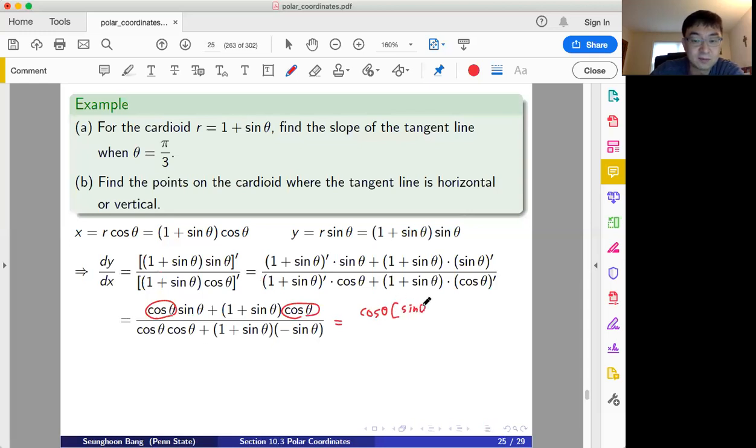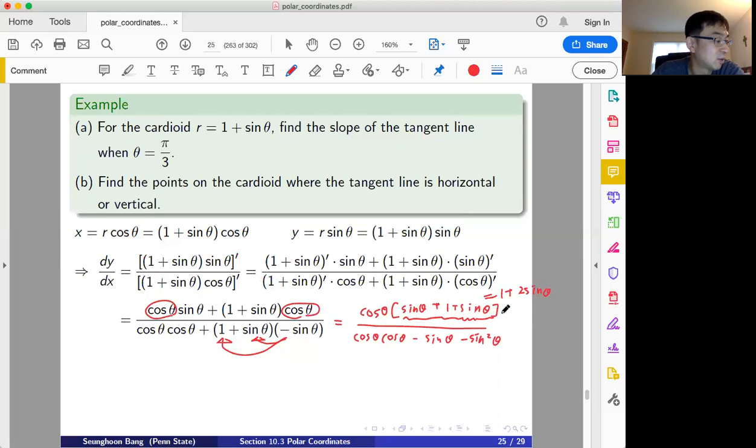Sine theta plus 1 plus sine theta over. Here, distribute negative sine theta. We have cosine theta minus sine theta minus sine square of theta. What's that? Sine theta plus 1 plus sine theta is exactly the same as 1 plus 2 sine theta. Right? So we have it like this.